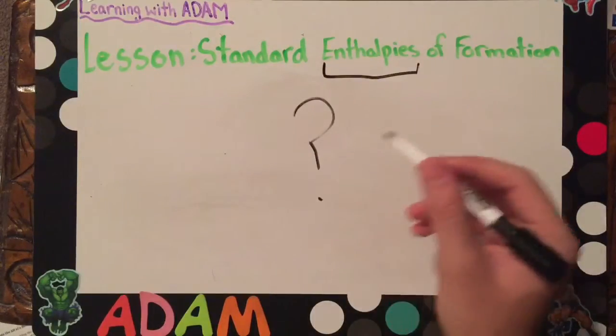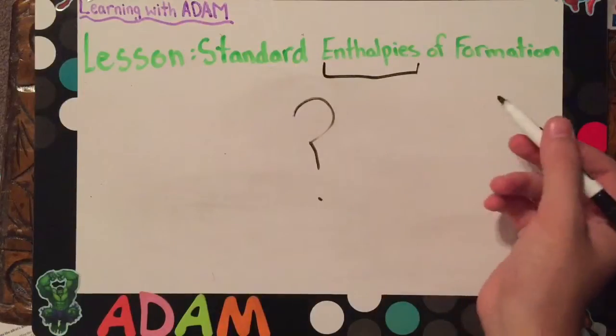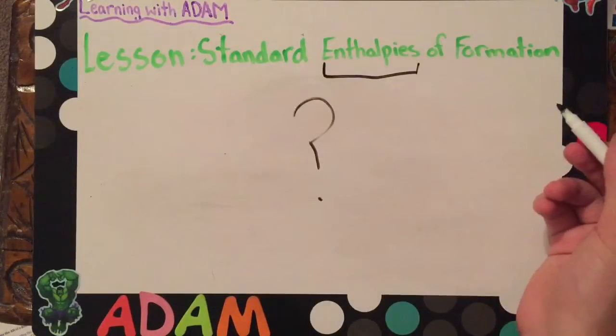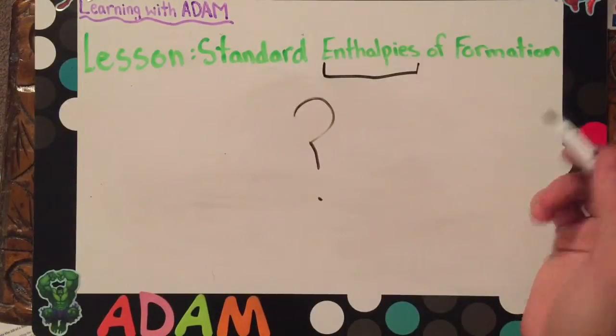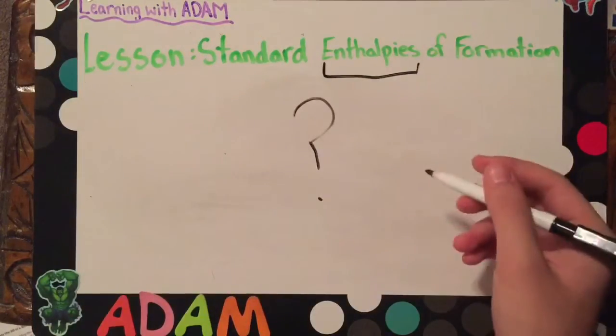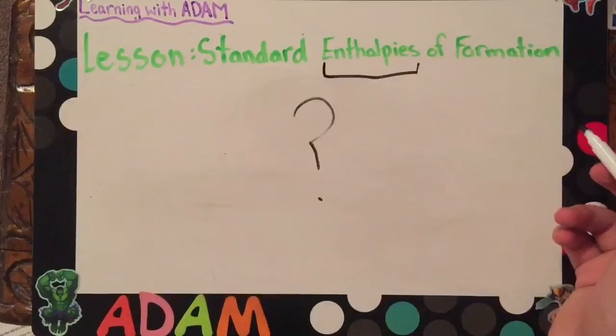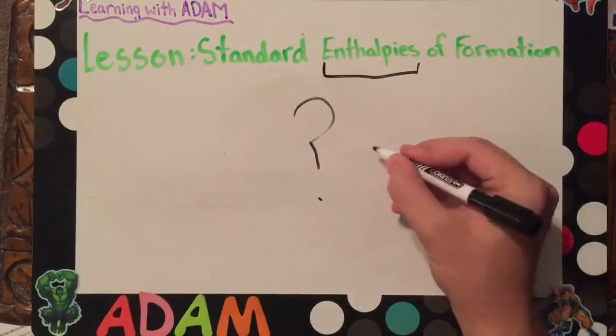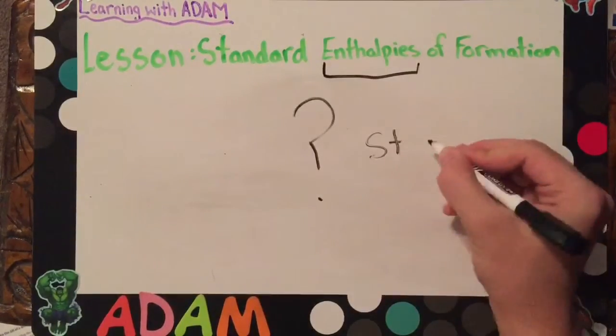Using that knowledge, a standard enthalpy of formation of a compound is the change in enthalpy that occurs when 1 mole of a compound is formed from its elements, with all substances in their standard state. So now you may be wondering what exactly a standard state is.